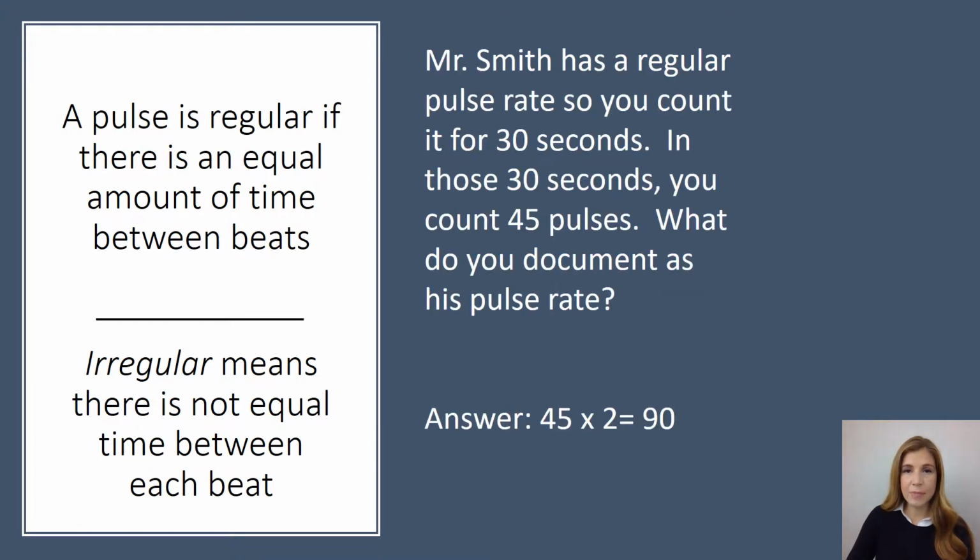So here's an example. Mr. Smith has a regular pulse rate, so you count for 30 seconds. In those 30 seconds, you count 45 pulses. What would you document as his pulse rate? So of course we would just multiply 45 by 2, which would be 90. So his heart rate or pulse rate would be 90 beats per minute.